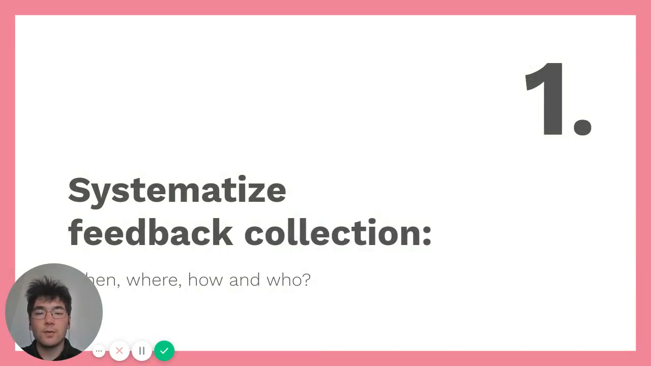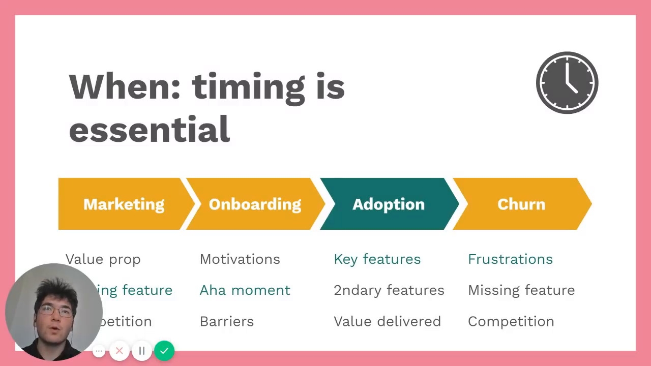So how can you systematize feedback collection? What we often see is that people forget about some specific phases in product adoption where they should collect feedback, but don't. There are different times when you can collect feedback.